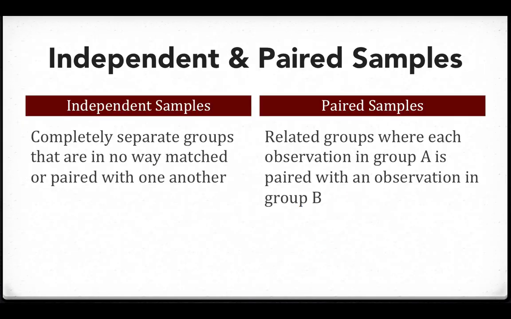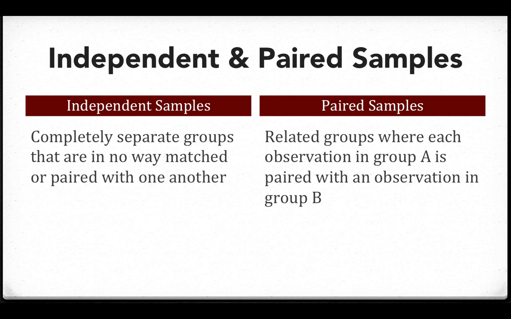The last topic that I'm going to cover here is the difference between independent and paired samples. Independent samples are completely different groups that are in no way matched or paired with one another. So these are two groups, or more than two groups, that are unrelated. In contrast, paired samples are related groups where each observation in group A is paired with an observation in group B. Oftentimes, these paired samples are actually the same people or the same object.